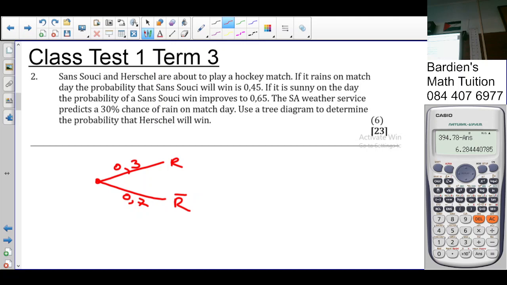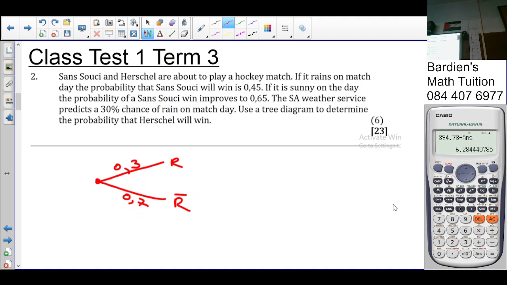He says use a tree diagram to determine the probability that Herschel will win. So all this information is given when Son Susie is winning, not so? So I must consider when Son Susie is losing. Can you see that? Or I could have calculated the probability of Son Susie winning and take its complement, which is 1 minus the probability of Son Susie winning.